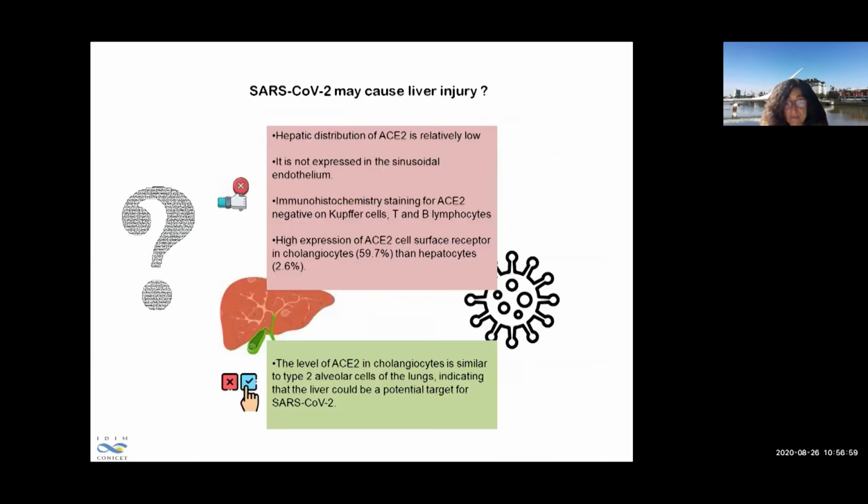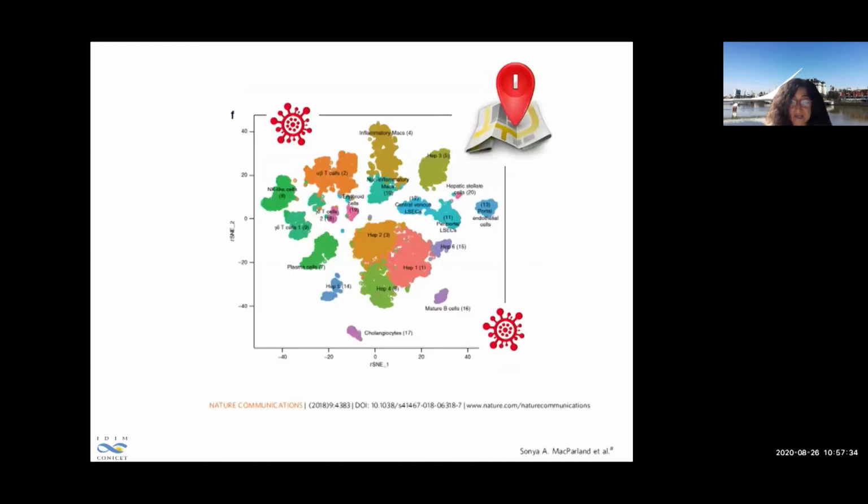So here is the academic debate. SARS-CoV-2 may cause liver injury. These are molecular observations that could be in favor or against this theory. Some experts say that the low or lack of expression of ACE2 in hepatocytes explains that the novel coronavirus does not actually cause viral hepatitis. On the contrary, other experts believe that the level of ACE2 in cholangiocytes is similar to the alveolar cells of the lungs, indicating that the liver could be a potential target of SARS-CoV-2. Let's see whether single-cell transcriptomic analysis helps to understand this issue.